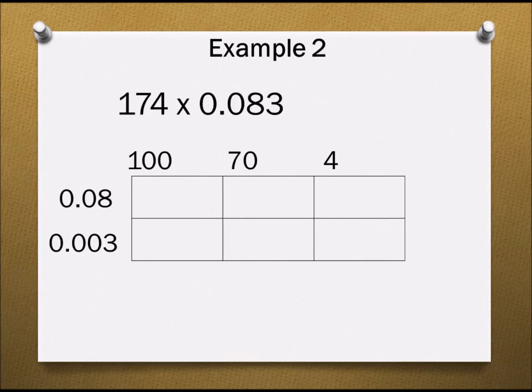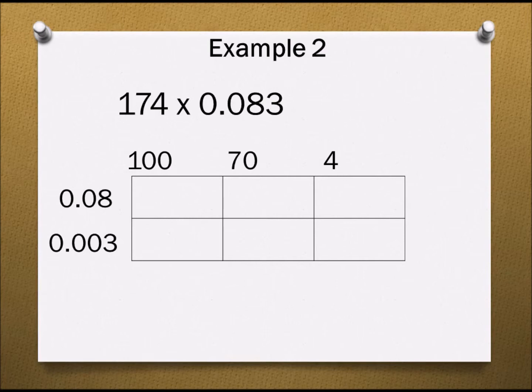Let's try example 2. We have 174 times 0.083. So we break the 174 as 100, 70, and 4. For the decimal, 8 is in the hundredths place, so we're going to go ahead and put 0.08. The 3 is in the thousandths place, so we have a 0.003. So let's go ahead and multiply the first row.